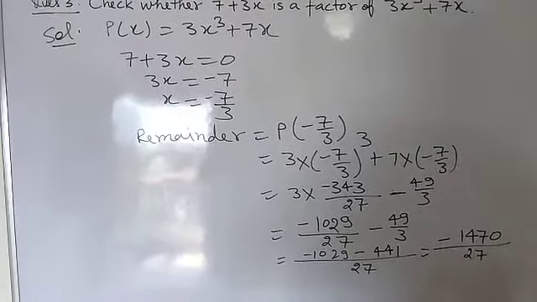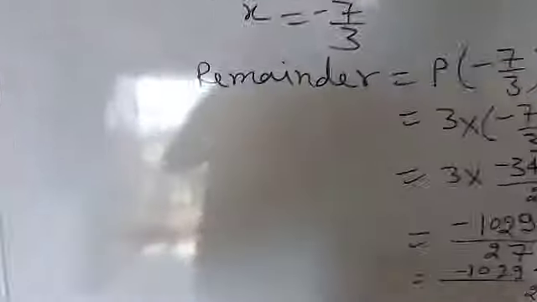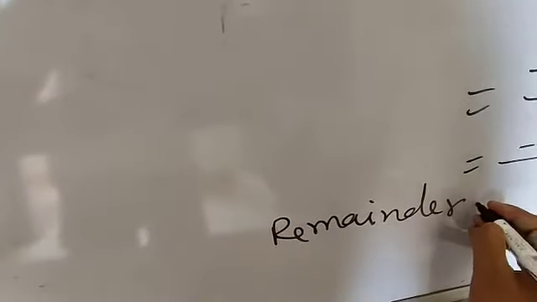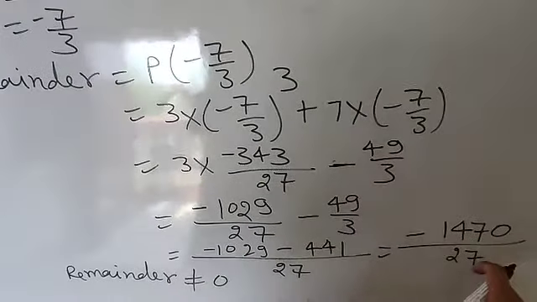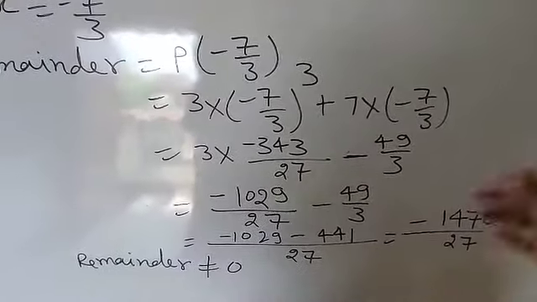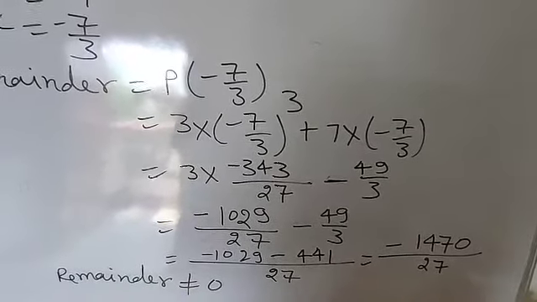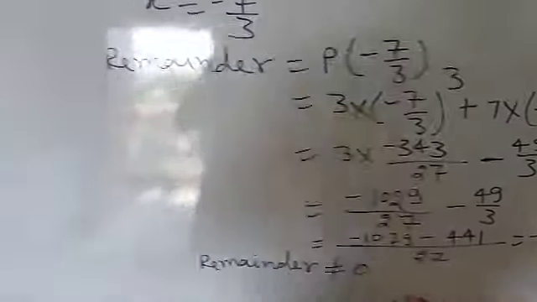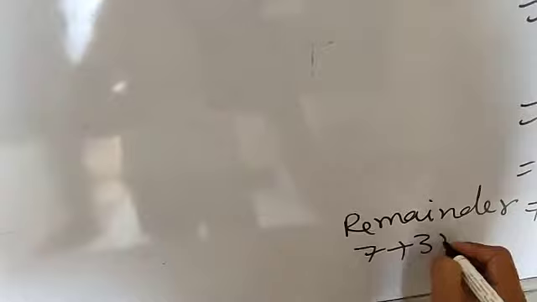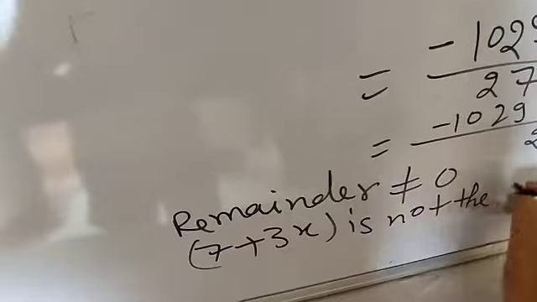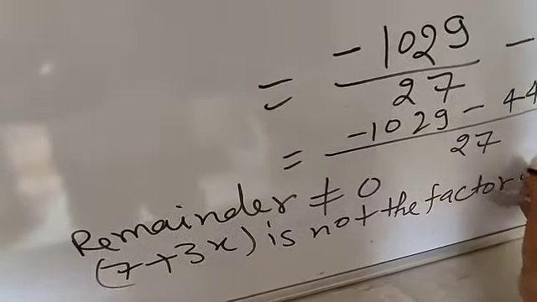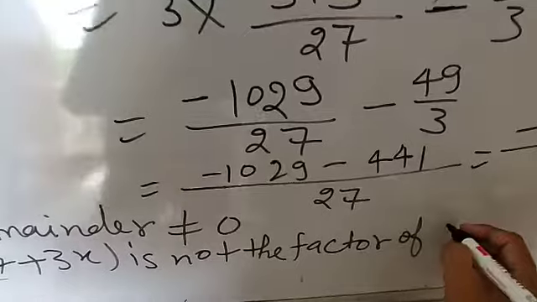Students, here you find that this remainder is not equal to 0. So here you will write that the remainder is not equal to 0. Here you get the remainder -1470/27, which is not equal to 0. If the remainder is 0, then you can say that it is a factor. And if the remainder is not equal to 0, then here you will write that it shows that 7 + 3x is not a factor of 3x^3 + 7x.